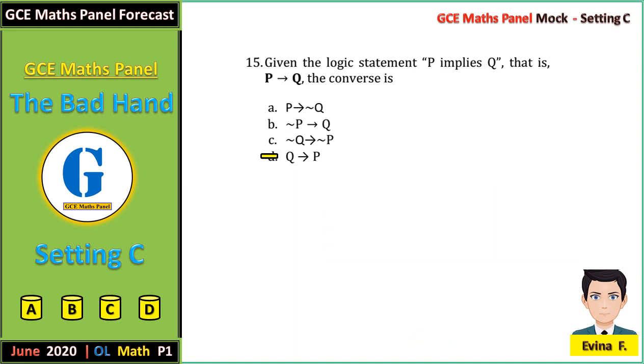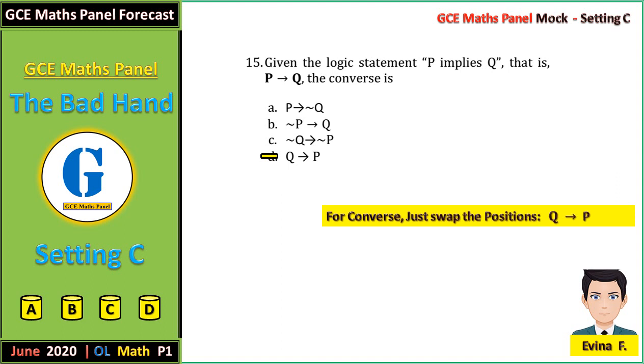Question 15, given the logic statement P implies Q, the converse just means that you should swap the positions. And when you swap the positions, it is now read as Q implies P, and the key here is D. Note, however, the inverse means take the negation of the left-hand side and take the negation of the right-hand side. If they ask for the inverse, the answer here will be C, but the converse is D.